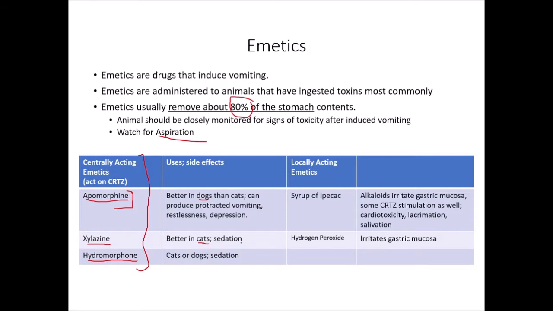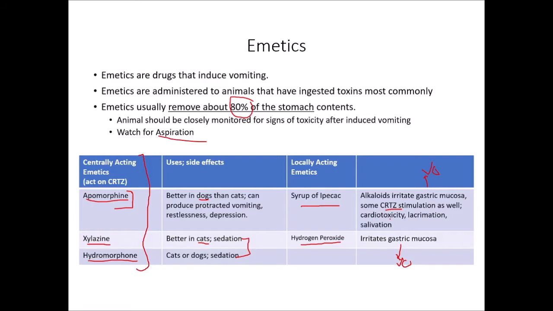So they're going to irritate the gastric mucosa, and syrup of ipecac also stimulates the CRTZ. So the irritation is going to go directly to the vomiting center. Also here, vomiting center. Okay, it's not going to stimulate the CRTZ. Syrup of ipecac can cause some cardiotoxicity, lacrimation, which is tearing, and salivation. So vomiting center, primarily with our locally acting emetics.